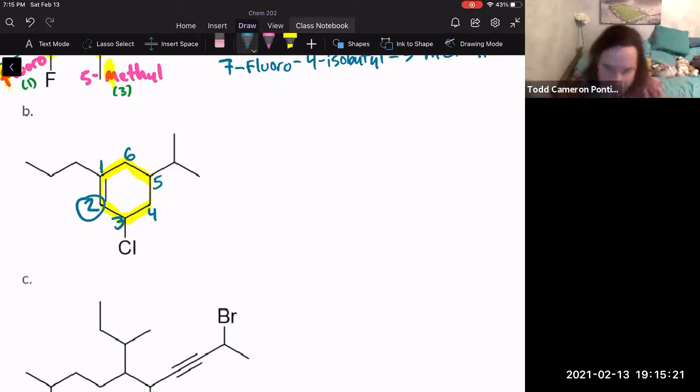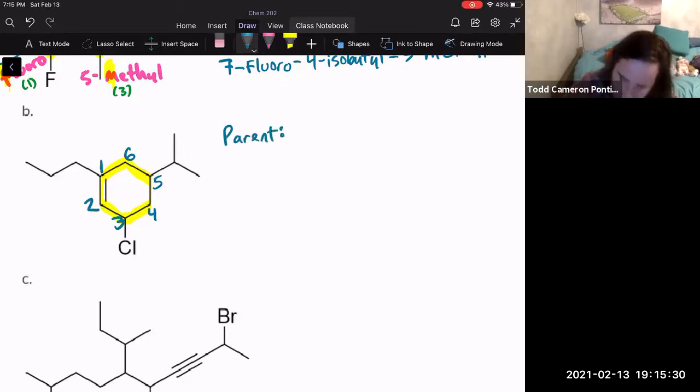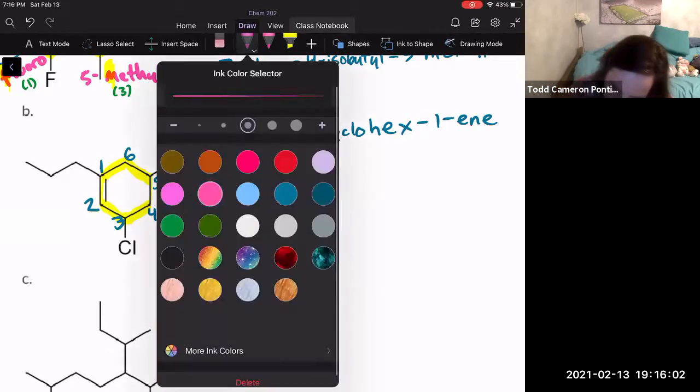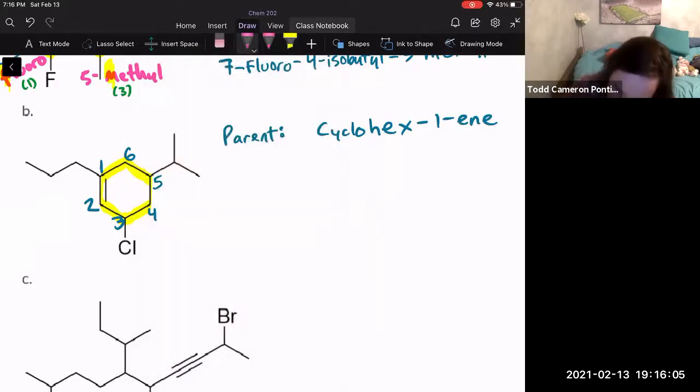So we're combining that other element of nomenclature here. The parent name for this molecule is going to be cyclohex for the six carbons, and then one ene. We always have to give a locant for a double bond or a triple bond. We could also call this one cyclohexene instead. I always prefer to just put the locant right before the ene or the yne for an alkene or an alkyne respectively.